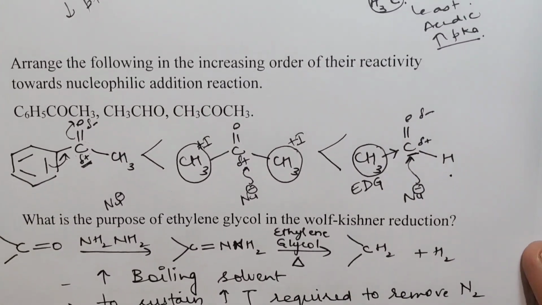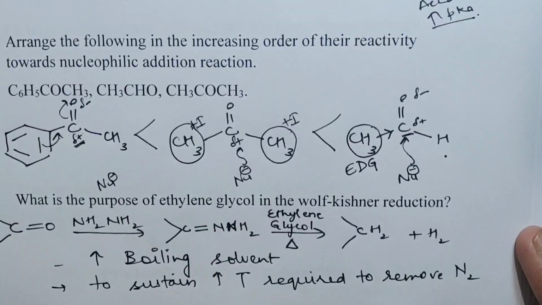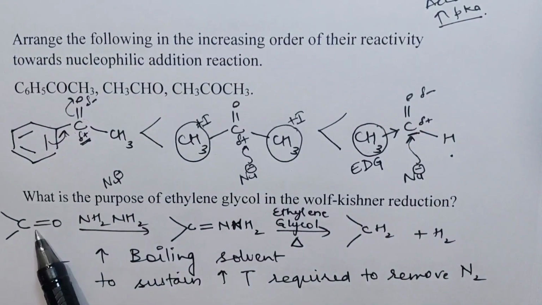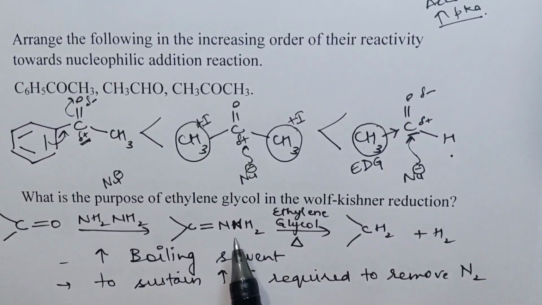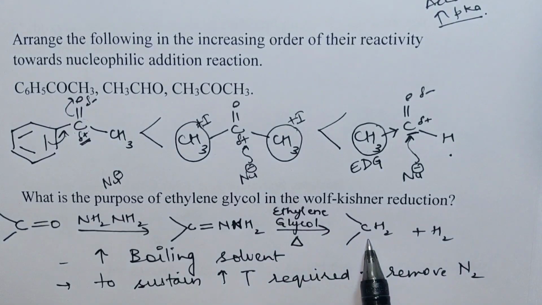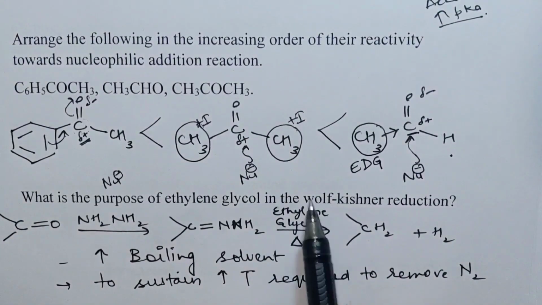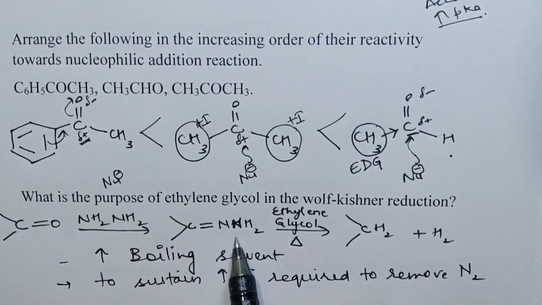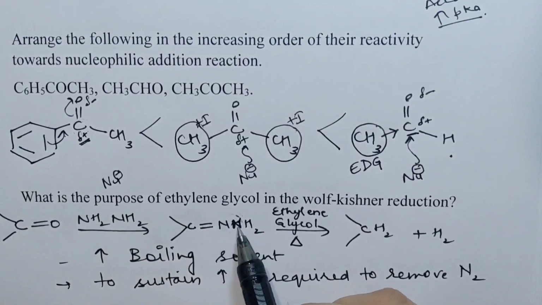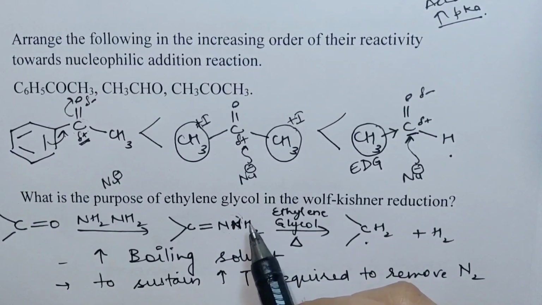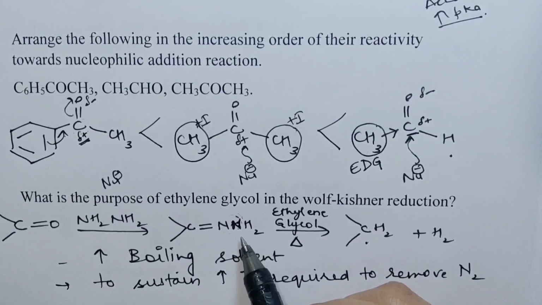Next question. What is the purpose of ethylene glycol in Wolff-Kishner reduction? So this is your Wolff-Kishner reduction, where hydrazine combines with the carbonyl carbon and forms this, and ultimately nitrogen gas gets released and we get an alkane. Now here the solvent that we use is ethylene glycol, very specifically. Why? Because once this structure is formed, we need to remove nitrogen from it so that the alkane can be formed. Nitrogen is a gas, and to remove it we have to heat it a lot. We have to increase the temperature quite a bit.